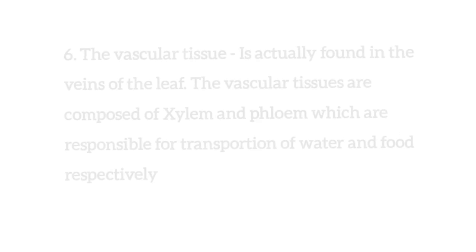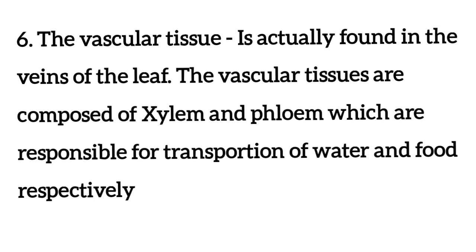Vascular tissue. The vascular tissue is actually found in the veins of the leaf. The vascular tissues are composed of xylem and phloem, which are responsible for the transportation of water and food, respectively.